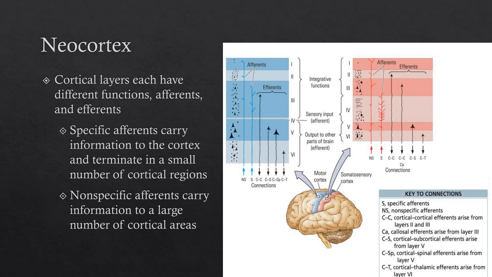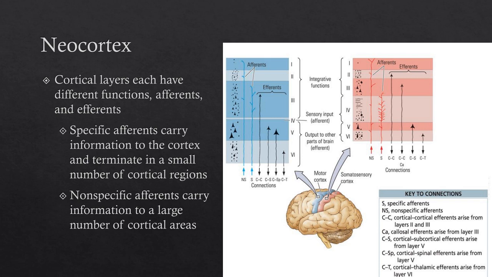Okay, so let's look at these numbers and what they mean. These are the cortical layers. The neocortex has between 4 and 6 layers. Your textbook says 4 to 6 layers, but it tends to be more like 6.